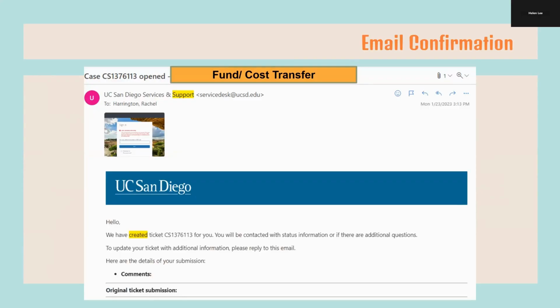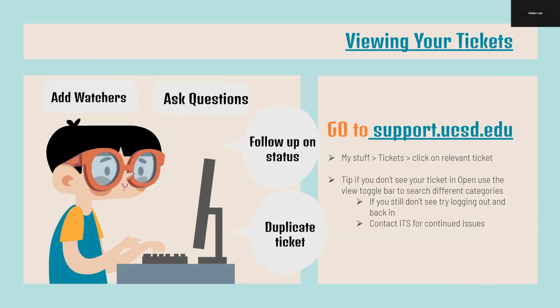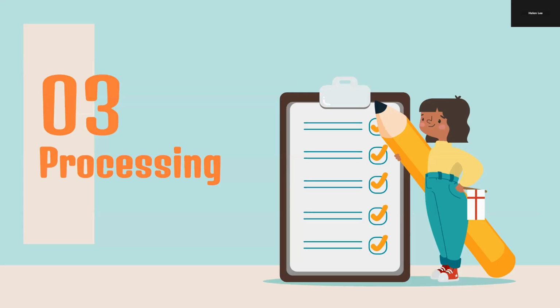When you submit your tickets, you should get an email confirmation saying that your ticket has been created. To view your newly created ticket, you'll go to support.ucsc.edu, click on My Stuff, Tickets, and click on that relevant ticket. Next, we'll move on to processing.